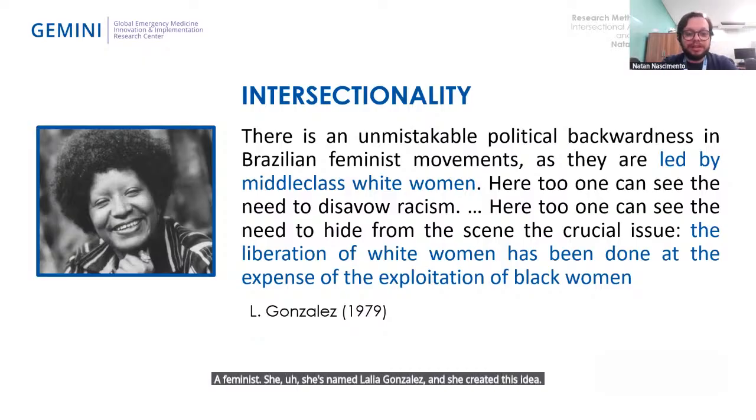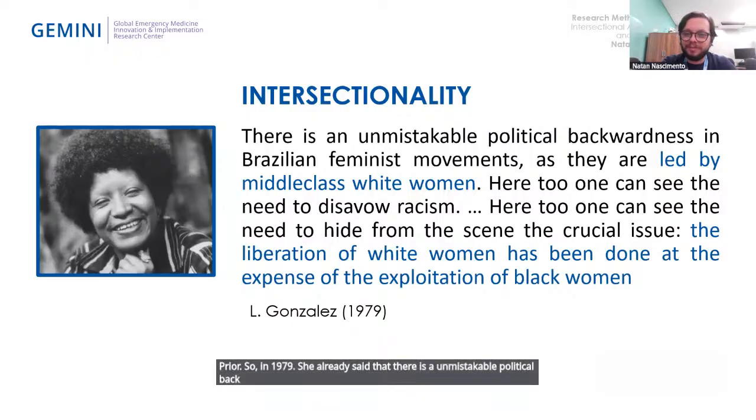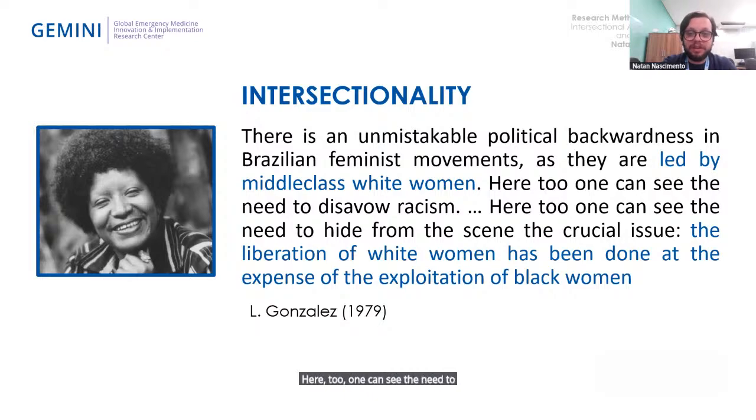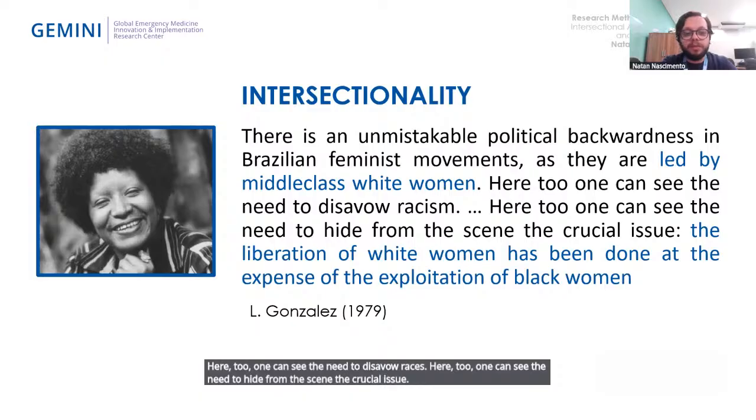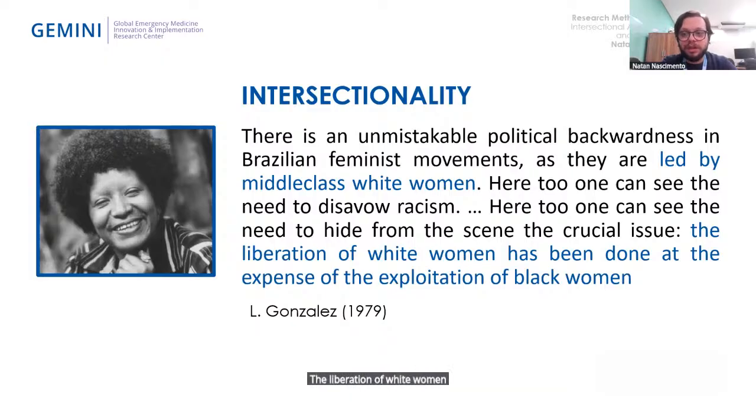So in 1979, she already said that there is an unmistakable political backwardness in Brazilian feminist movements as they are led by middle-class white women. Here too, one can see the need to disavow racism. Here too, one can see the need to hide from the scene the crucial issue. The liberation of white women has been done at the expense of the exploitation of Black women. So the idea of intersectionality is not new. It actually goes back to the 19th century.